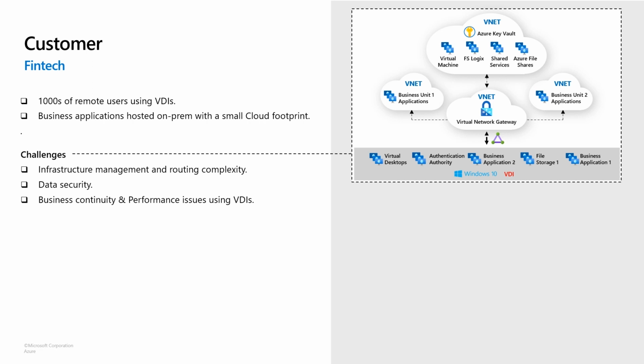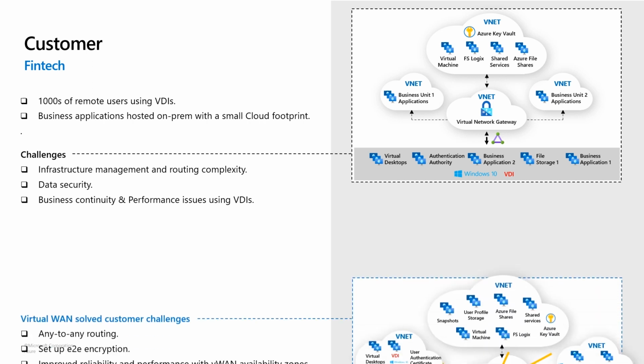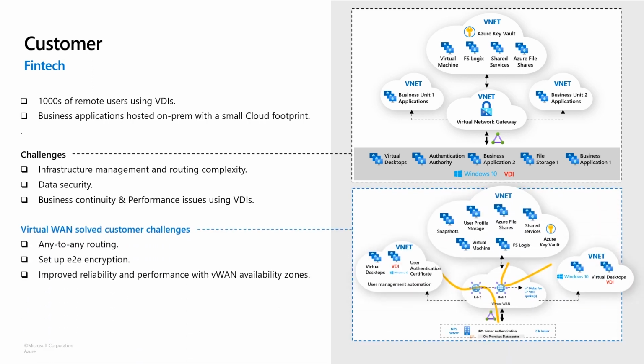They had different business applications hosted on-prem. So as they started looking at the challenges, they learned that they had challenges with infrastructure management. They had some business continuity issues. They also needed to look into data security. So when they considered Azure, they moved into a hub and spoke topology where with Virtual WAN, they got any-to-any routing. With all their workload in Azure, some of it also on-prem, they were able to set up end-to-end encryption, and they also dramatically improved the reliability and performance.